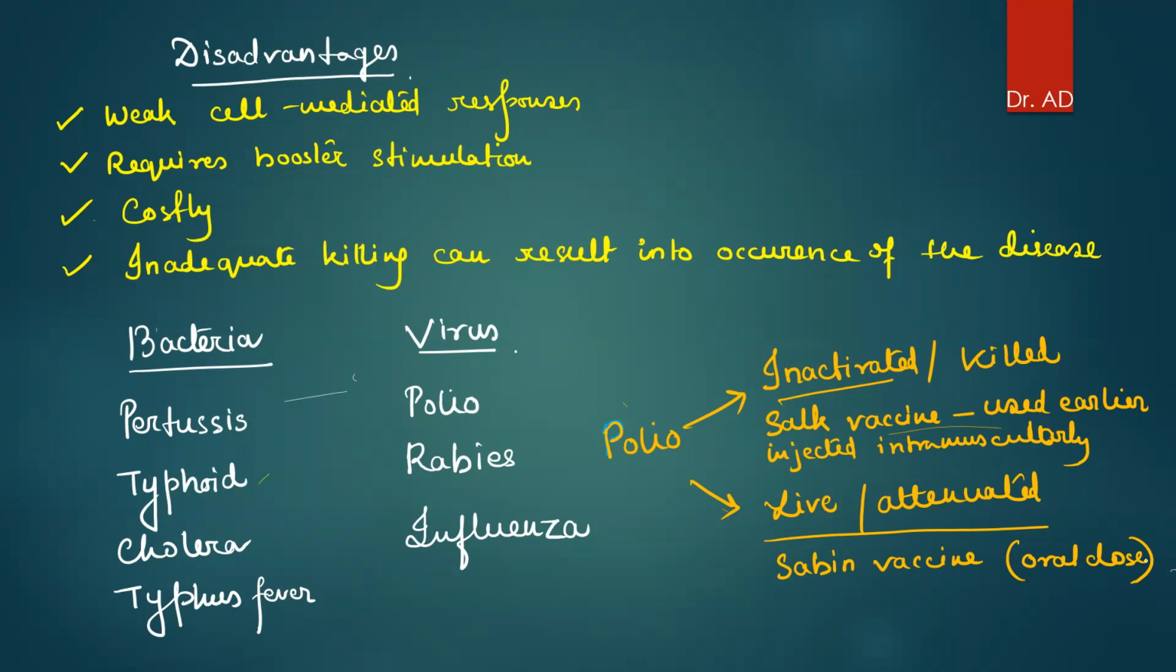It's a trivalent preparation, poliovirus type 1, 2, and 3. So let's write that also, trivalent preparation, poliovirus type 1, 2, 3. Fine.